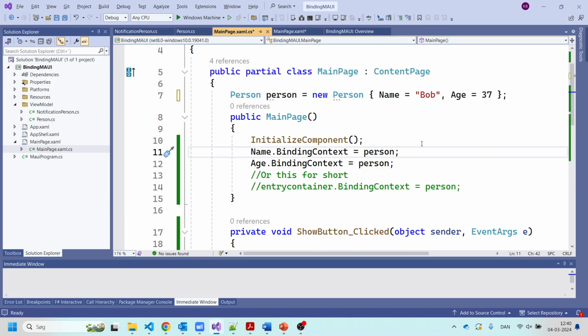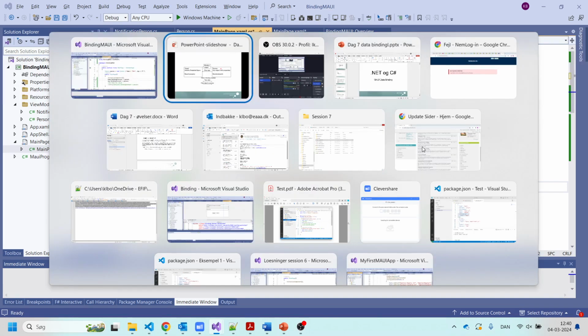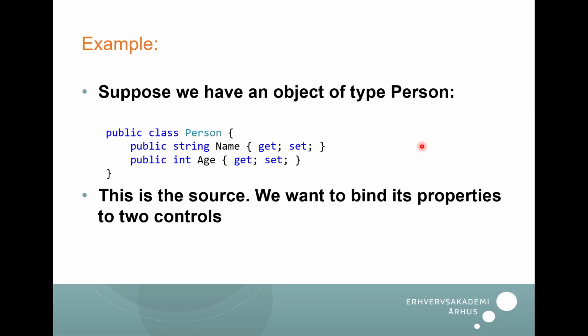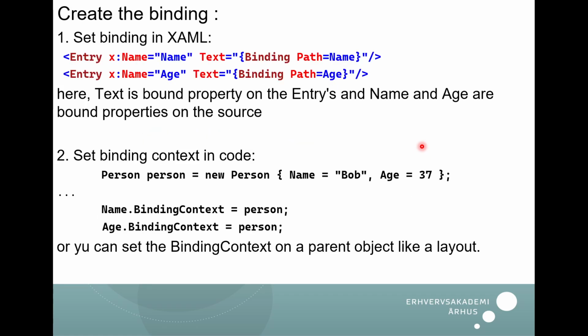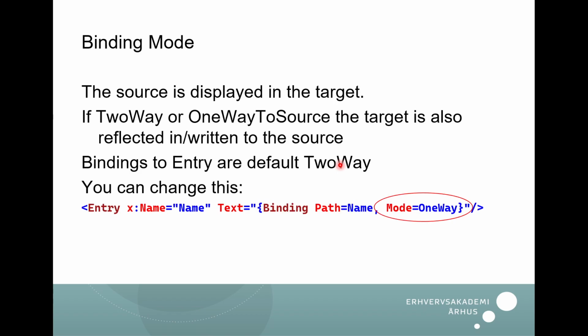So this is a simple situation, and this is just what I showed you. The binding context is the source. I don't know why they didn't use the term source for this property, but they didn't. But it's what we mean by the source. And it could be anything. It could be a view, it could be a person instance, it could be anything. Okay, so let's see how this runs.